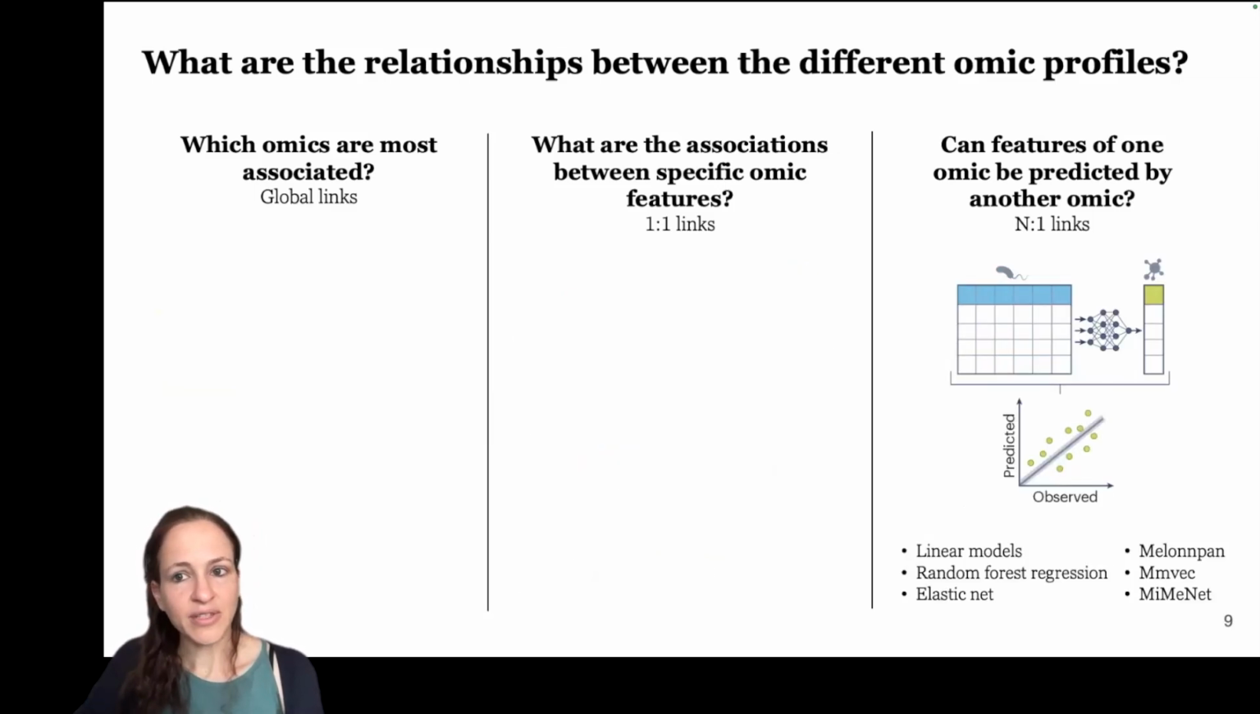Another thing that people sometimes do is try to predict one omic based on another. People can use machine learning methods to do this. There are also specific methods for predicting metabolome profiles based on microbiome profiles. And this could help us impute data, missing data for samples that did not have all the omics, for example, but it could also just tell us something about which metabolites are most strongly associated with microbial composition.